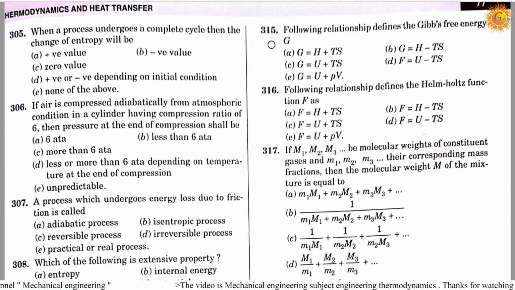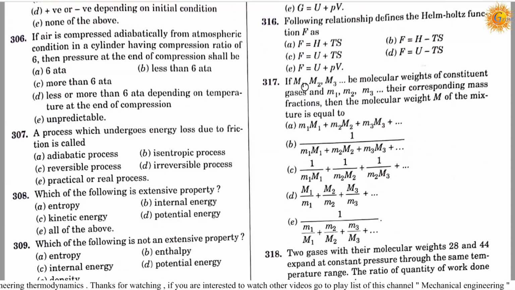Question number 315. Which of the following relationships defines the Gibbs free energy? Option A: G is equal to H plus TS, option B: G is equal to H minus TS, option C: G is equal to U plus TS, option D: F is equal to U minus TS, option E: G is equal to U plus PV. Correct answer is B, G is equal to H minus TS.